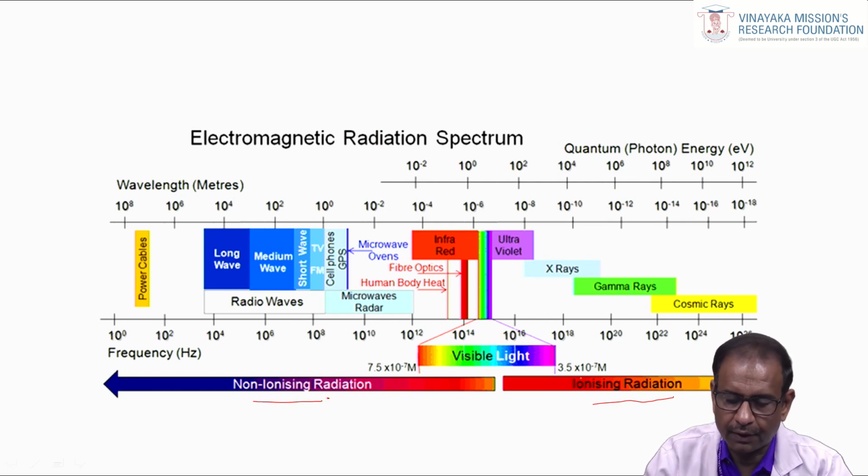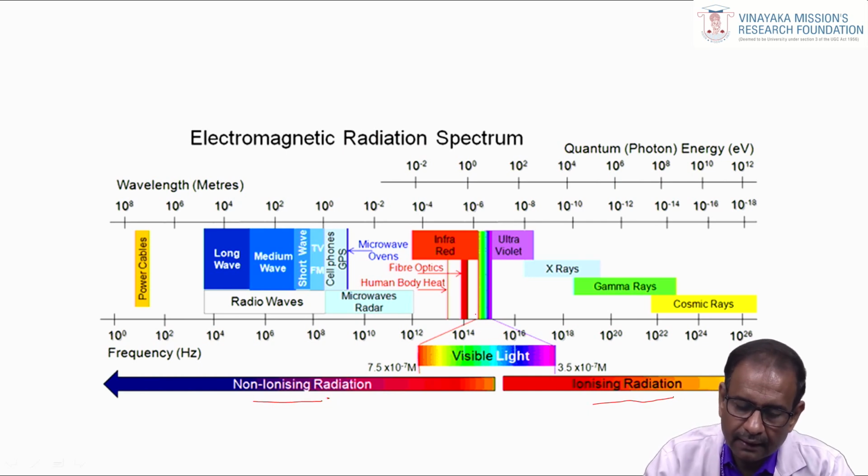That is the definition. The visible light here, see, has a wavelength of 10 power minus 6 to 10 power minus 8. This is the frequency, 10 power 14 to 16. In between that area, the visible light is present. At frequencies lower than the red color, there is the infrared. Above the violet color is the ultraviolet.